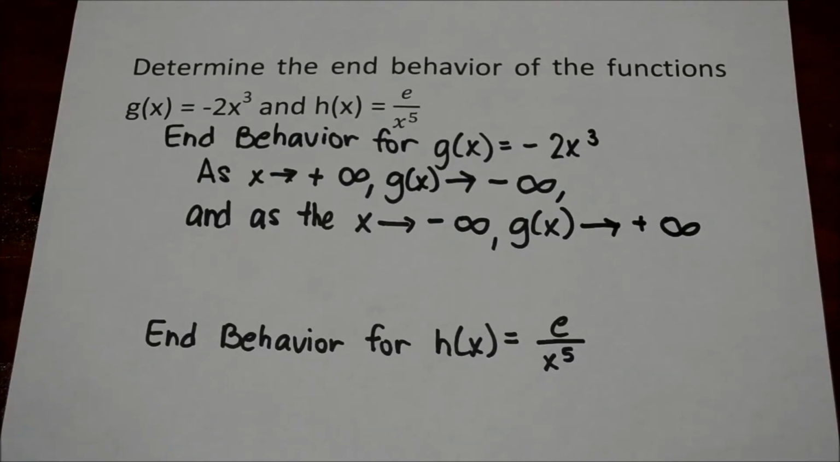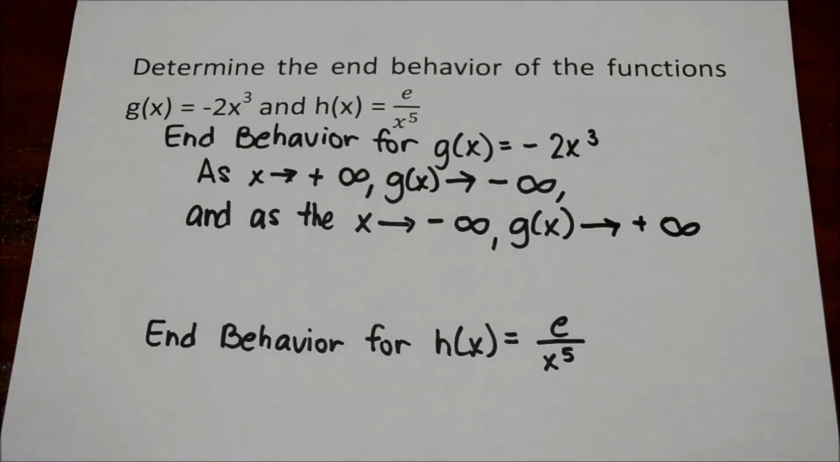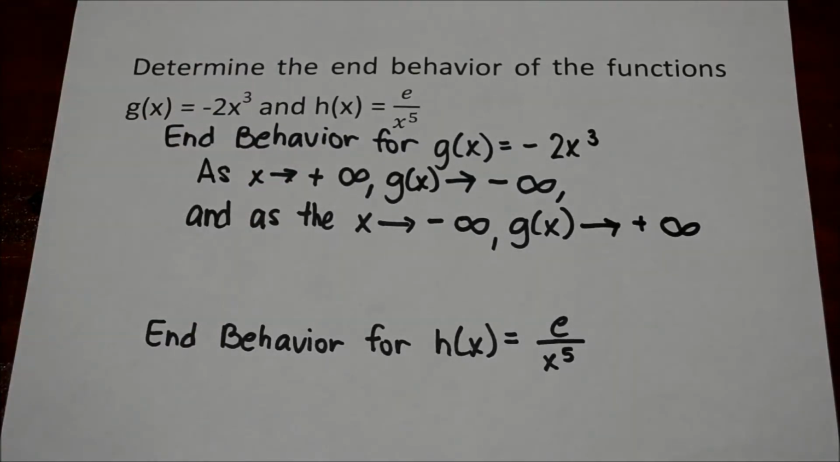The second function, I can't visualize in my mind because the function is more complicated than the first one. You can see here that h of x is equal to the value of e divided by x to the power of 5. Recall that e is the natural base or natural logarithm base. I will use the help of a graphing calculator to graph the second function and see what the actual graph looks like before determining the end behavior.